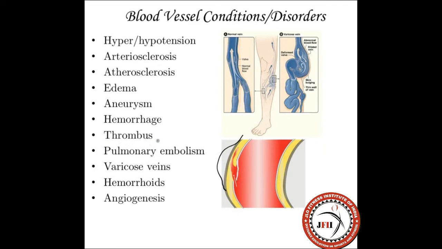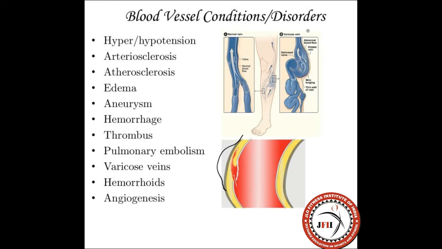But a thrombus, that's an abnormal blood clot, and that does restrict blood flow. If that thrombus gets dislodged and starts flowing through blood vessels, that becomes an embolus, and that ends up resulting in an embolism. One example is a pulmonary embolism. If that dislodged blood clot gets caught in part of the lungs, that can kill a person.